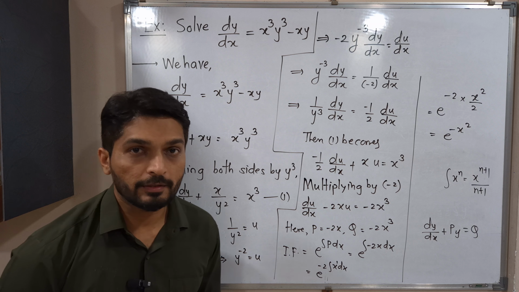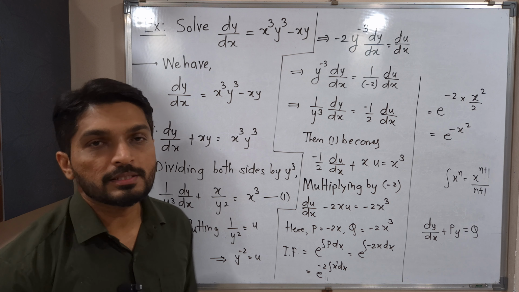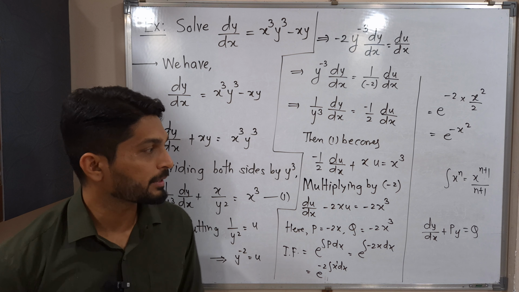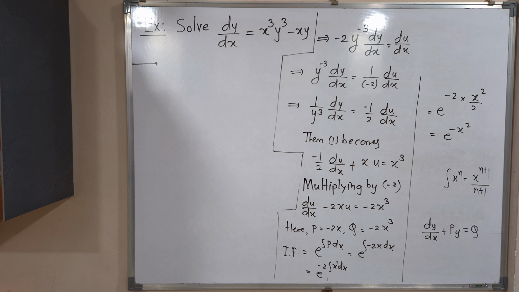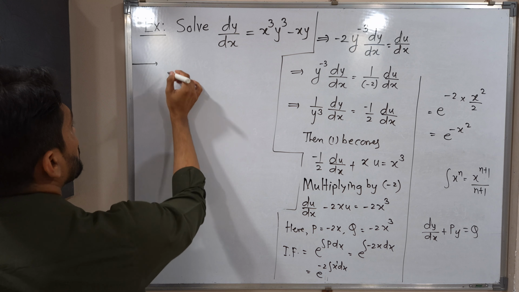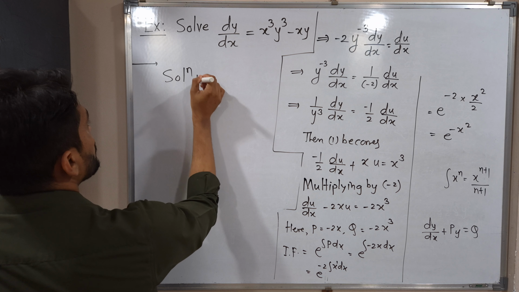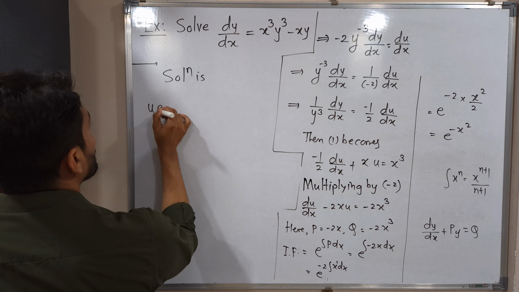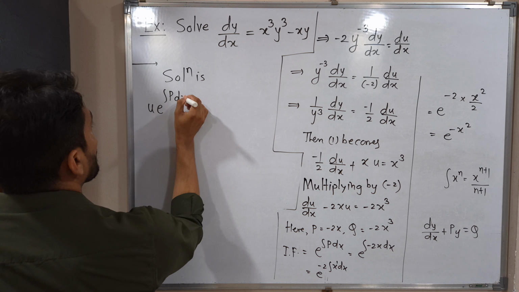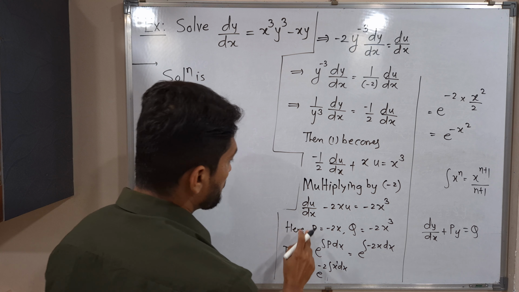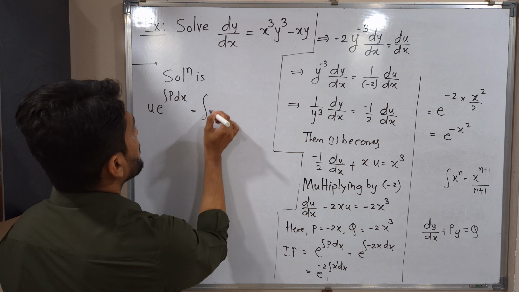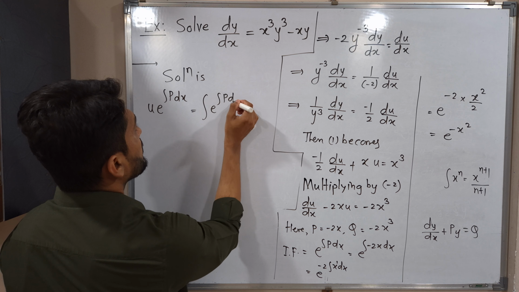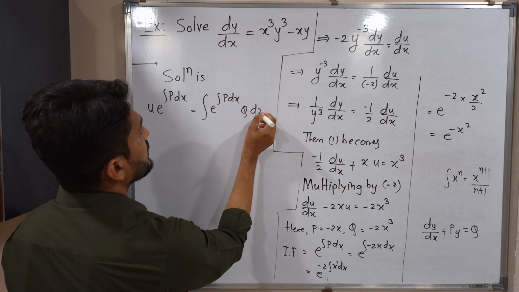So we got the integrating factor. Now just the last step is remaining, that is the solution. Let me write, the solution is u times e raised to integration p dx. I wrote u here since we have a differential equation in terms of u, is equal to integration e raised to integration p dx times q dx plus c.